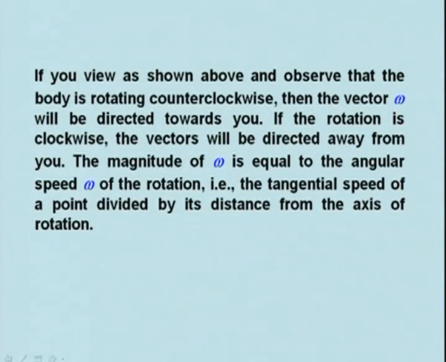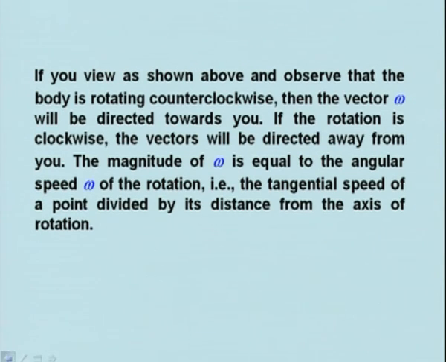Therefore, if you view as shown above and observe that the body is rotating counterclockwise, then the vector omega will be directed towards you. If the rotation is clockwise, the vector will be directed away from you. The magnitude of omega is equal to the angular speed of the rotation, that is the tangential speed of a point divided by its distance from the axis of rotation.